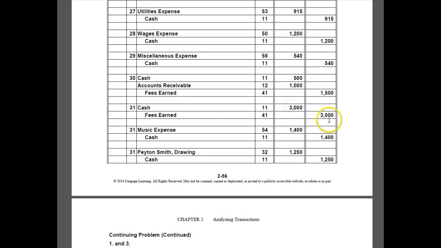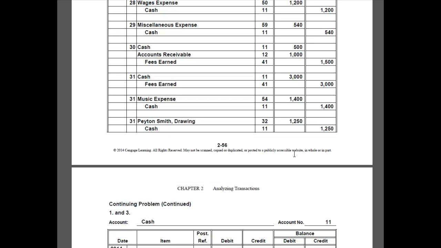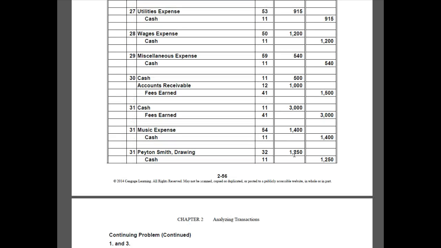Received cash. She's having a good month and received a fee for it. You've got another music expense where they paid for it with cash. And finally, at the end of the month, she said, oh, golly gee, I'm tired. I'm going to draw some money out and I'm going to go relax. That is the journal entries for the month.